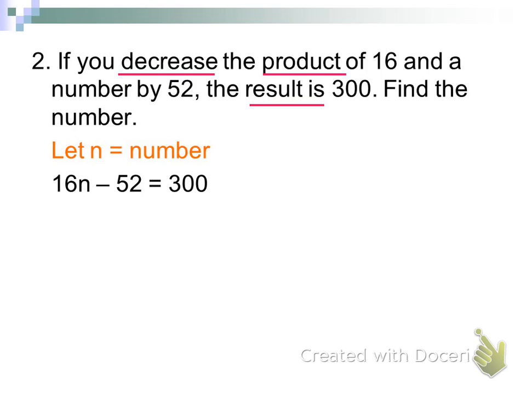So we want to decrease the product. So we're going to put the product first, 16 times n. Then I'm going to subtract the 52 equals 300. So that's my equation. Any questions on how we got that?